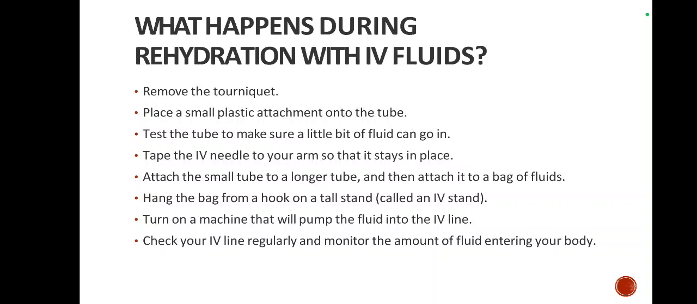Attach the small tube into a longer tube and then attach it into a bag of fluids. Hang the bag from a hook on a tall stand and then turn on the machine that will pump the fluid into the IV line, and check your IV line regularly to see if it follows the correct prescribed rate.